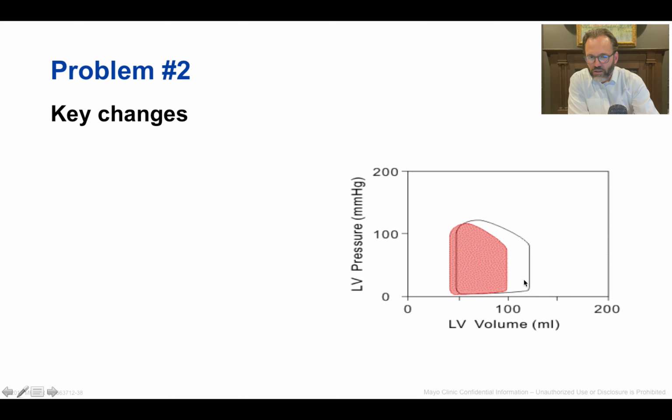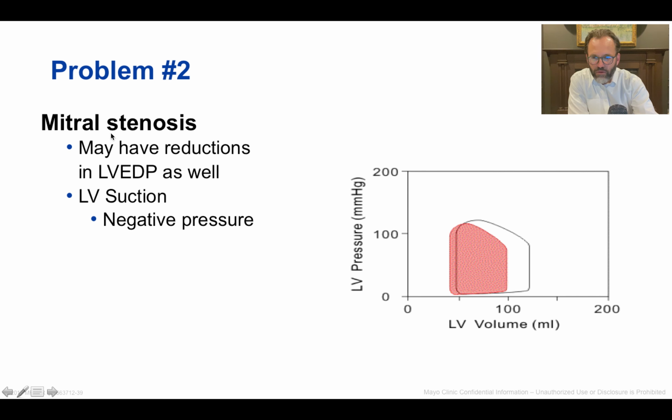But we've got this reduction in diastolic volumes here, and so think, well, what could possibly be a contributor to this? And this would be an example of potentially mitral stenosis. So here you can have reductions in left ventricular end diastolic pressures as well. You can have the condition with left ventricular suction where the ventricle is relaxing and the mitral valve is so stenotic that it's actually sucking blood into the left ventricle, creating even a negative pressure there. So this would be a potential example of the manifestations of mitral stenosis.